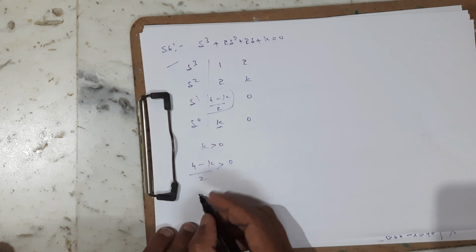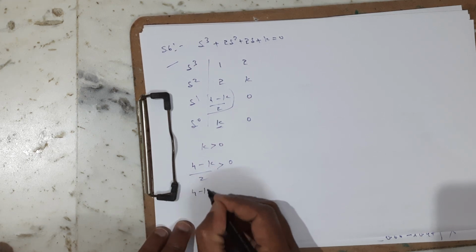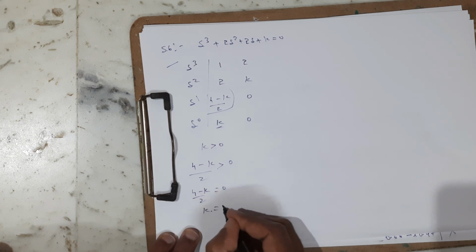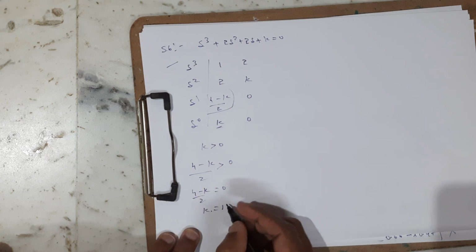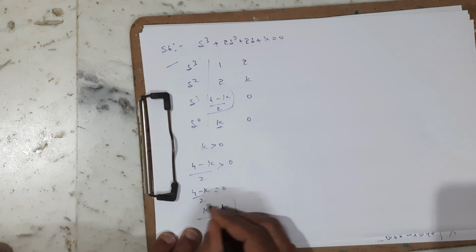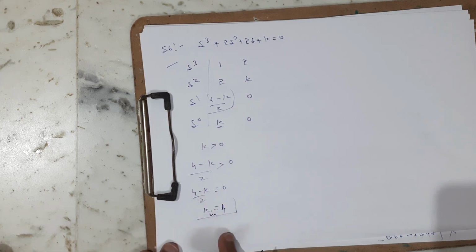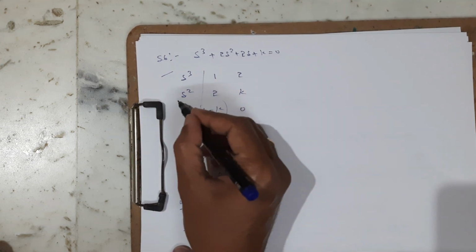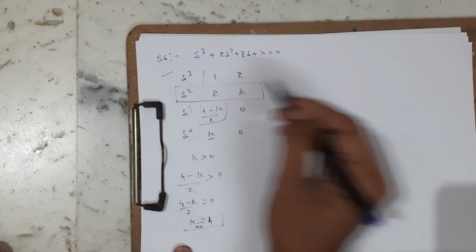So if I equate this to 0, then the k that I am going to get is equal to 4, right? K will be equal to 4. This is the K margin. Now, to find out the intersection of root locus with the imaginary axis, I need to consider the auxiliary equation, that is the s to the power of 2 term.